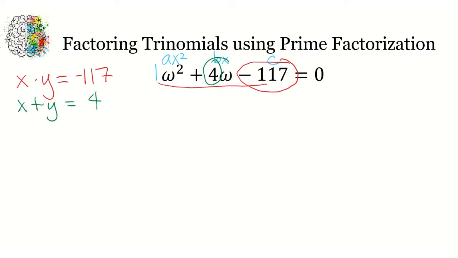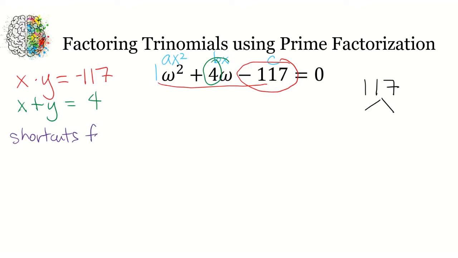Now 117 is a big number, and it's not something that you would normally be able to know what the factors are. So we're going to use a prime factorization tree in order to help us break that down to figure out what its factors are. So I'm going to write down, this is 117. If you don't know what numbers this might break down to, then it's always good to start with your prime factors.